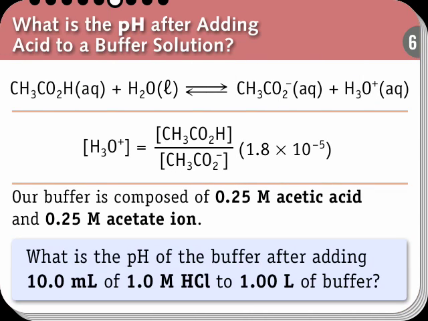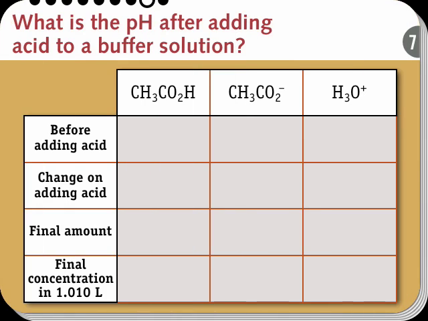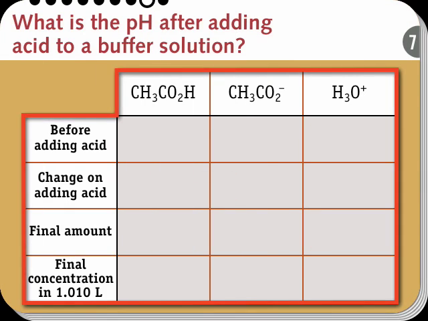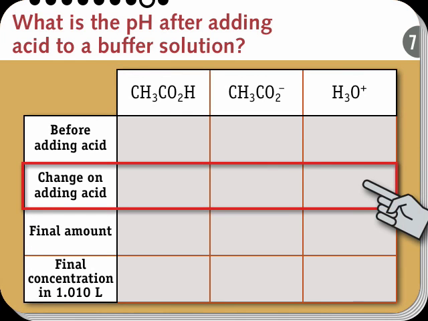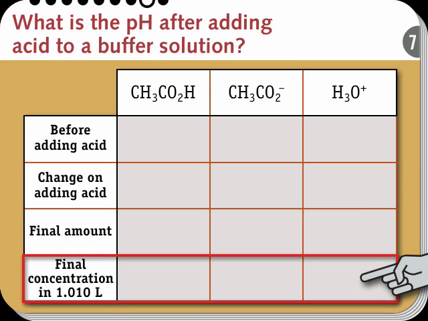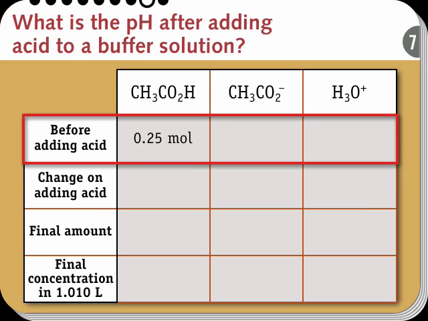Now what happens to the pH when we add 10 milliliters of 1 molar HCl to a liter of our buffer? It's easier to see what happens if we set up an amounts table. To see this table, go on to the next slide. In this amounts table, we will list the amount, that is moles, of each component of the solution before and after adding excess acid, and then give the final concentration of each component. In the first line, we list the amounts of acetic acid and acetate ion in 1 liter of our buffer. For the sake of simplicity, we assume that the equilibrium has not yet produced hydronium ions.